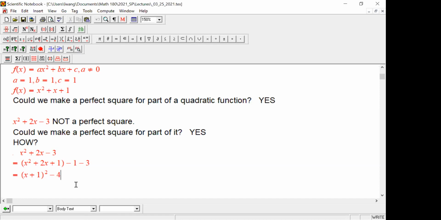All right. The next question is, can we make a perfect square out of part of every quadratic function? The answer is yes, and the rest is just technique, because we acknowledge we can. Do you guys think you can do this? Totally. And this process is called making a perfect square.